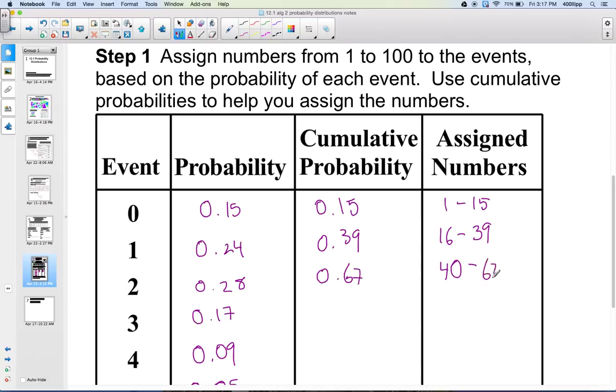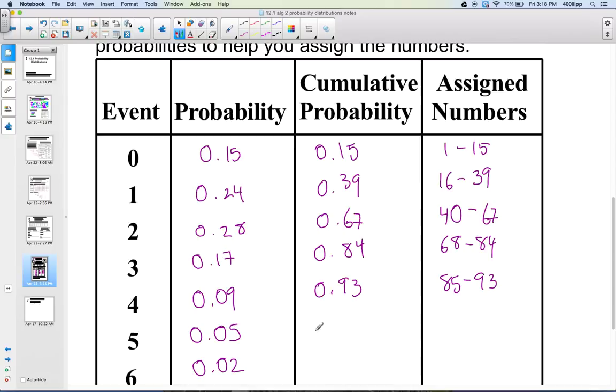So that ending cumulative probability is helping me assign the numbers. Now we're going to add 0.17 to 0.67, 0.84. So this is going to be going from 68 to 84. Add 0.09 to 0.84, I get 0.93. So this will be from 85 to 93.